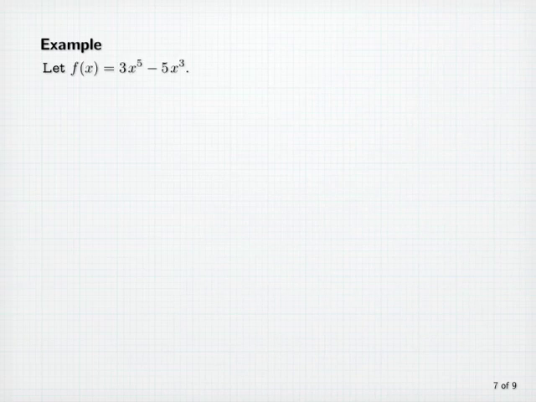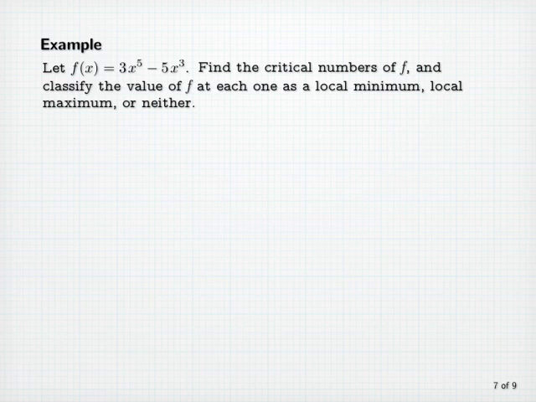Example, let f of x equal 3x to the fifth minus 5x cubed. Let's find the critical numbers of f and classify the value of f at each one as a local minimum, local maximum, or neither. Let's compute the first derivative and find the critical numbers.